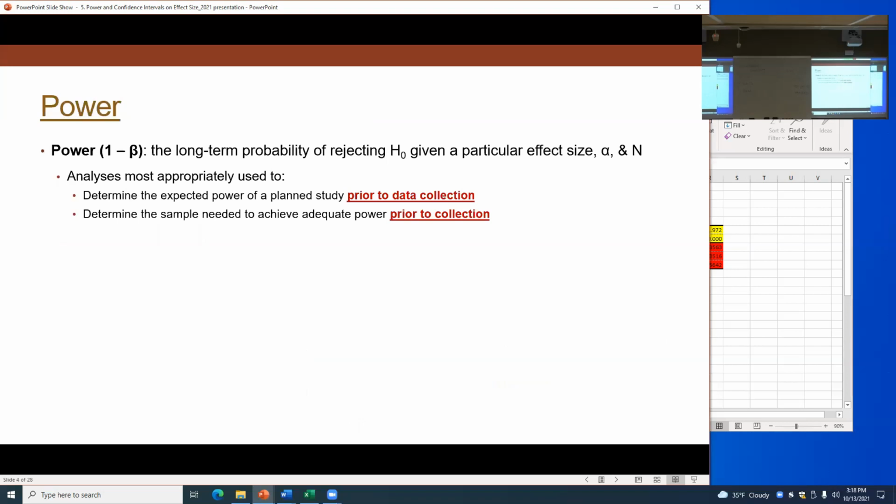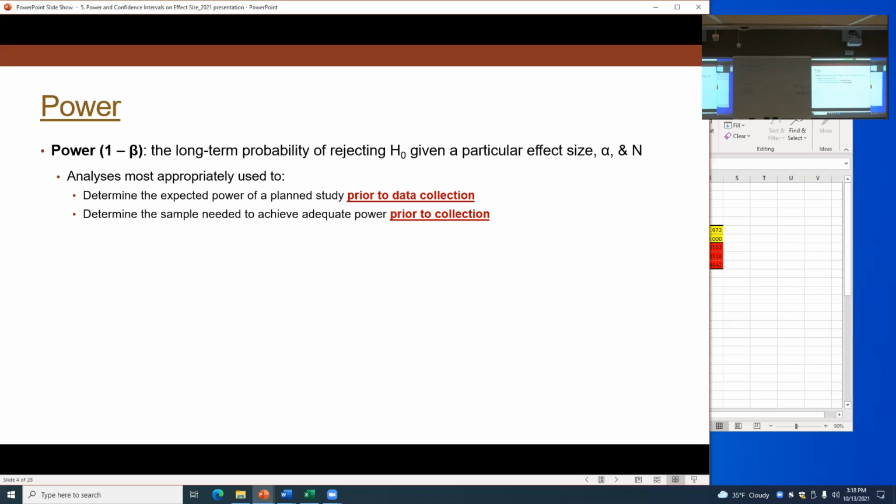All right, so if we're thinking about power, we note this is 1 minus beta, okay? Talk about this as the long-term probability of rejecting the null given a particular effect size, alpha, and sample size. Again, this pulls into the frequentist approach if we're talking about an infinite number of replications. Never in a manuscript say an infinite number of replications because people get aggravated with that. But theoretically, this is what we're talking about. If we were to do this over and over and over again, how often are we going to reject the null hypothesis given a particular effect that we're hunting down, an alpha and an n, okay?